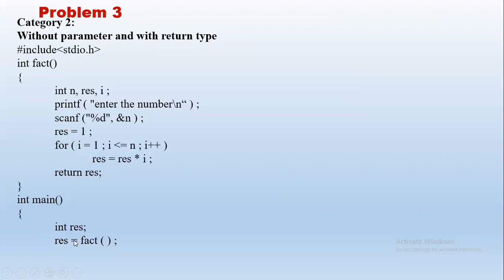So fact has returned 120, and that integer value gets stored to res. So in res, we have the answer 120, and we can print it in the main function. The only difference was that in the previous category, without return type, we printed the result directly in the function. But here in category 2, we are returning the result to the main and then printing it in the main function. So factorial is equal to %d.